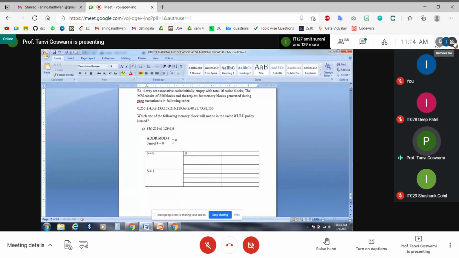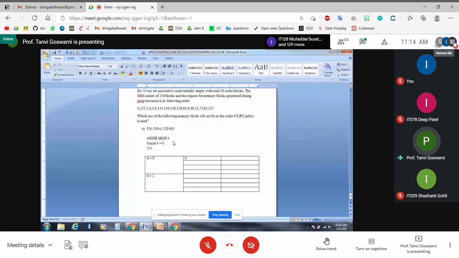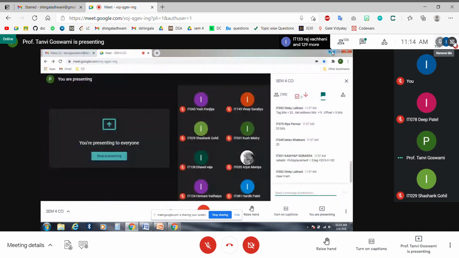Then you need to pick up the second address, that is 255 mod 4. Whatever your answer is, let us say your answer is 3. So block number 255 will be placed in set number 3. And this is how you need to proceed. Is the question clear? Yes? Anyone?